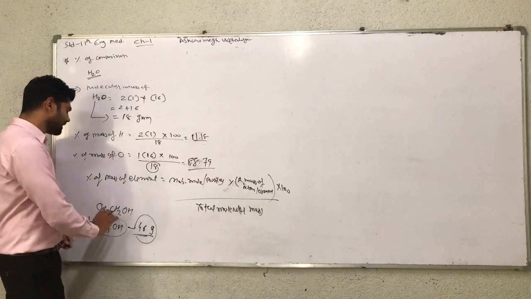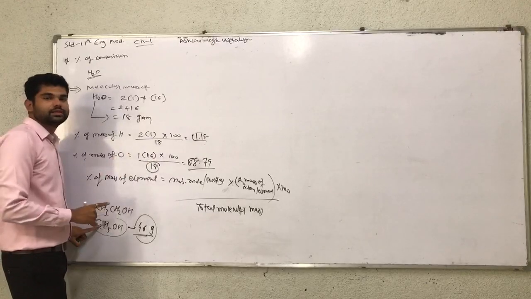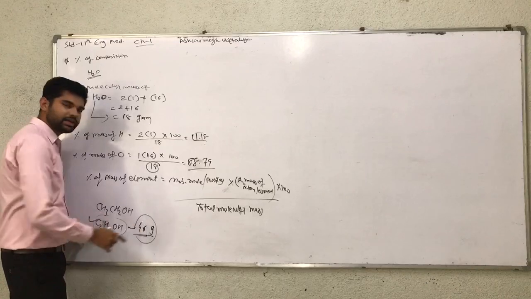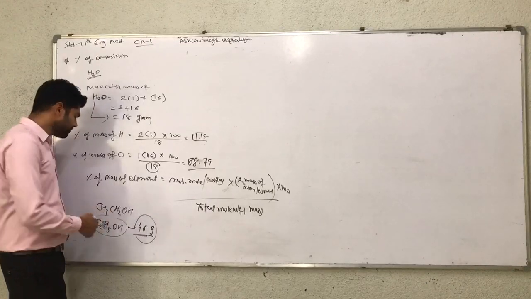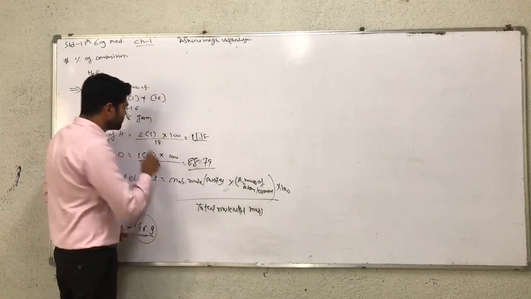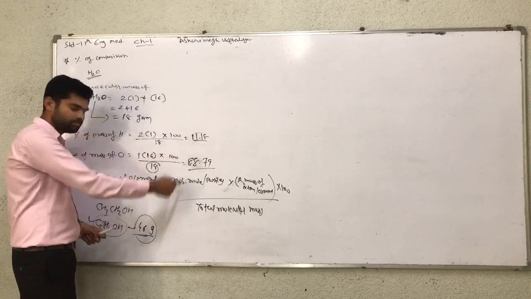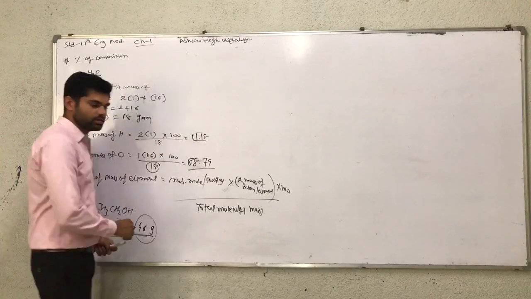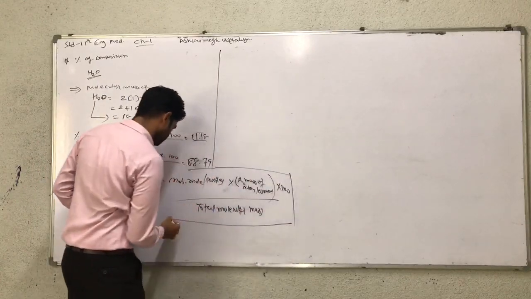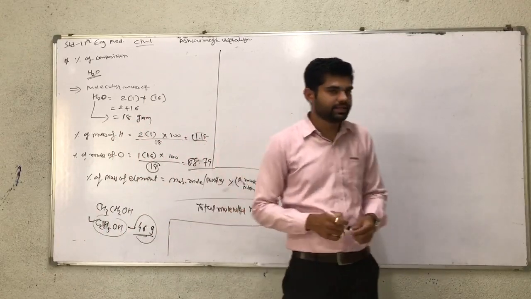In the lower part you take the value 46. In the upper part, for carbon, how many moles? 2. Therefore 2 multiplied by carbon's atomic mass, 12. So 2 into 12 into 100 divided by 46. You get the answer. In a similar way, find H. H means 6 moles. Therefore 6 multiplied by 1 multiplied by 100 divided by the total mass of the compound, 46. So you get the answer. Similarly, you have to find the remaining terms.